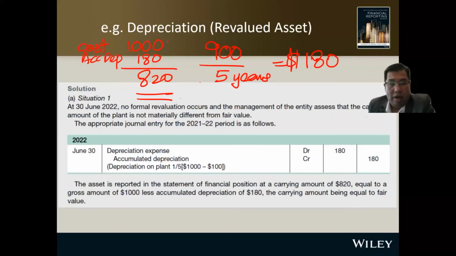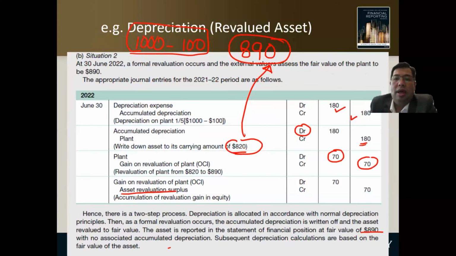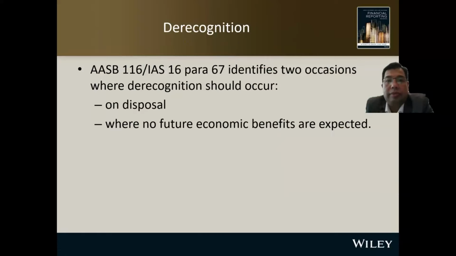So under normal circumstances, the carrying amount is 820, and we solve that part first, and then we do our revaluation here. Revaluation increase in value of 70. So now the value of this asset is 890. Any questions so far?